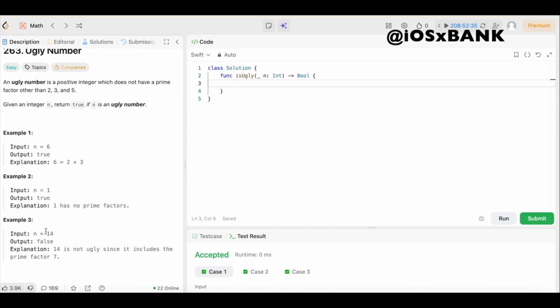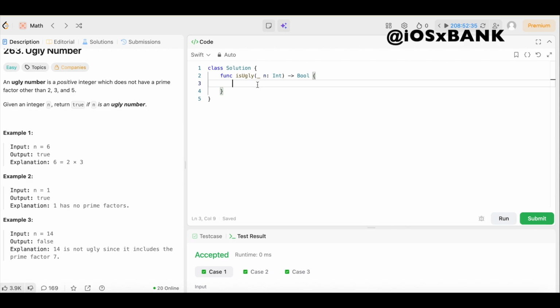One more thing. If n has a factor other than 2, 3, and 5, then it's not an ugly number and we return false. Unless it has no factors, like example 2. Boom, y'all. I hope that makes sense. And now that we understand the question, let's get into the fun part, the actual solution. The solution is not that difficult at all. So let's get into it.